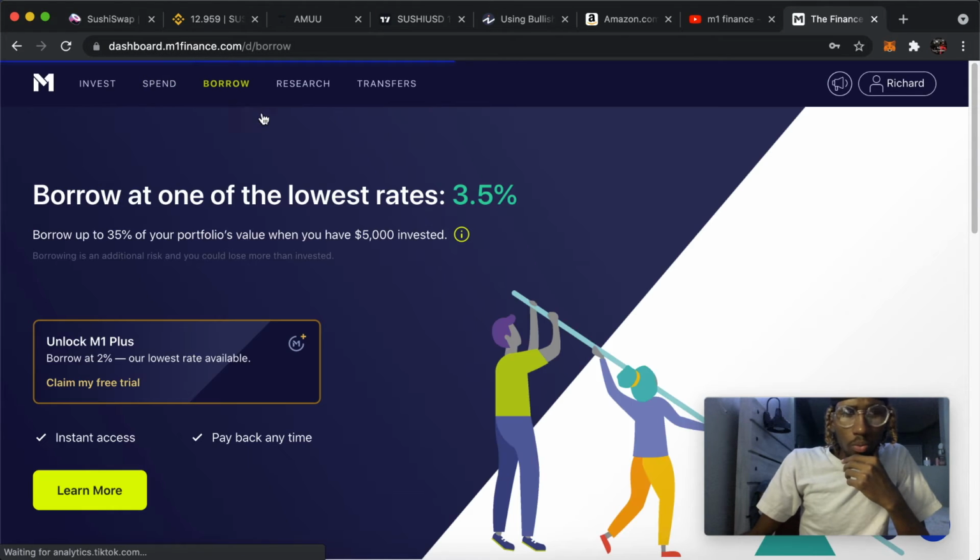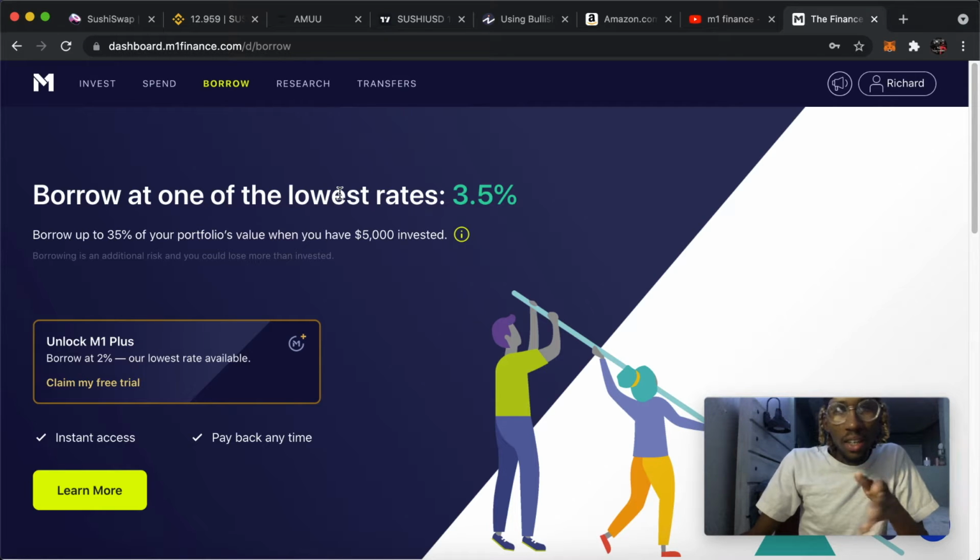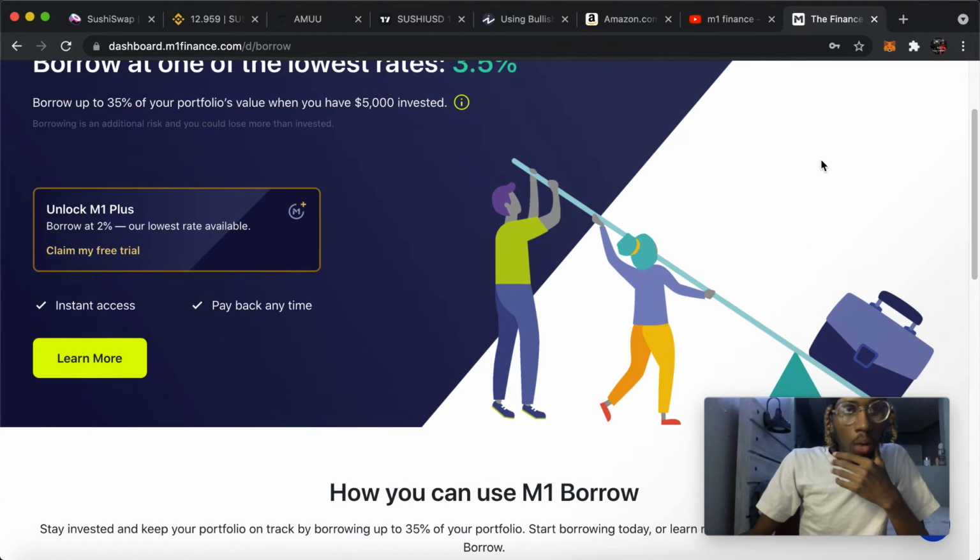Borrow, like I said, me personally, I wouldn't really recommend a beginner mess around with borrowing. That's kind of like getting in the lane of loans, and you've got to be careful with that type of stuff. You've got to pay that stuff back. But I will say they've got a good rate, 2%. That's not too bad.